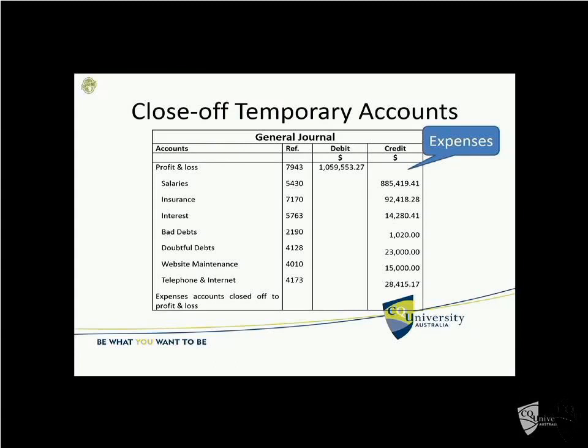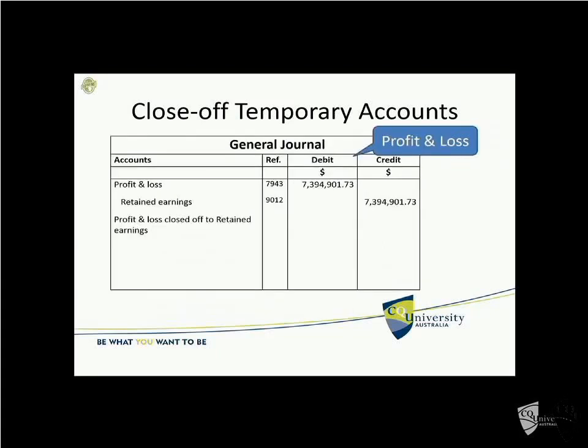So we've credited the profit and loss account with all the revenue and debited it with all the expenses. So we've got all the revenue and expense accounts down to zero. And then there's a net balance, all the revenue less all the expenses. It's now sitting in the profit and loss account. In this case, it's $7,394,000 and so forth.